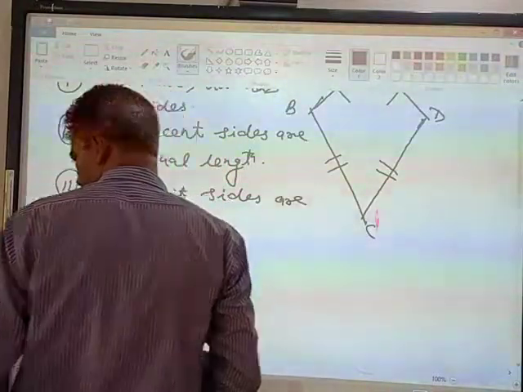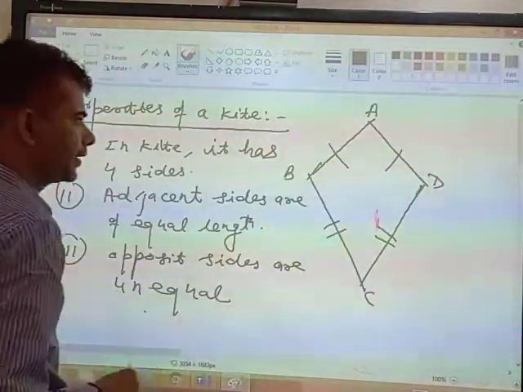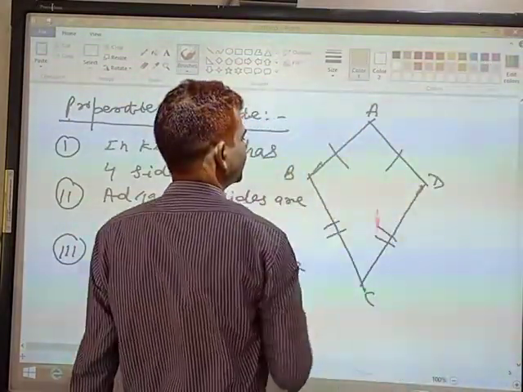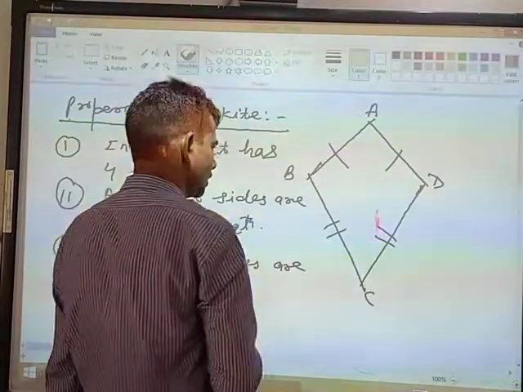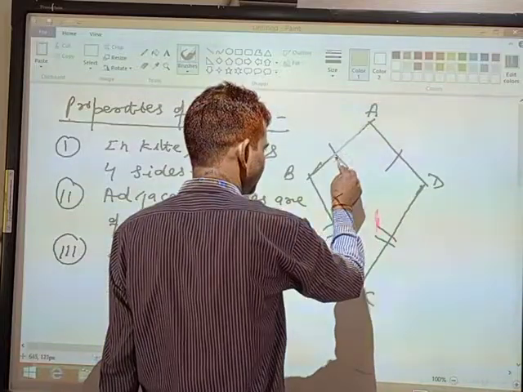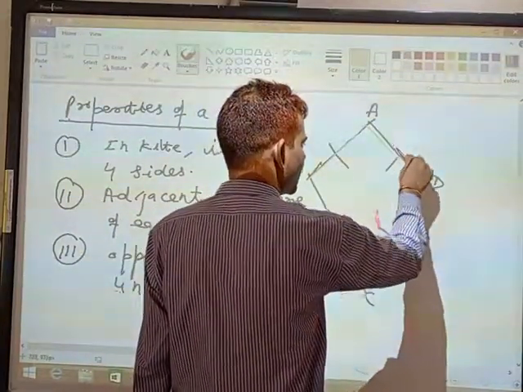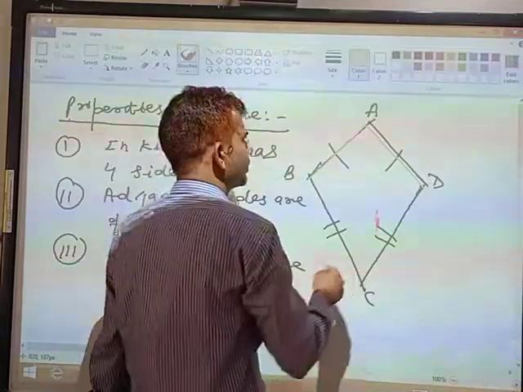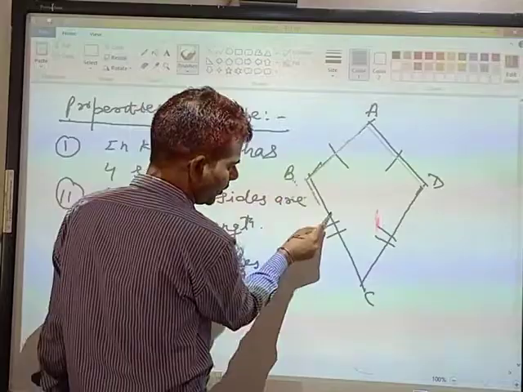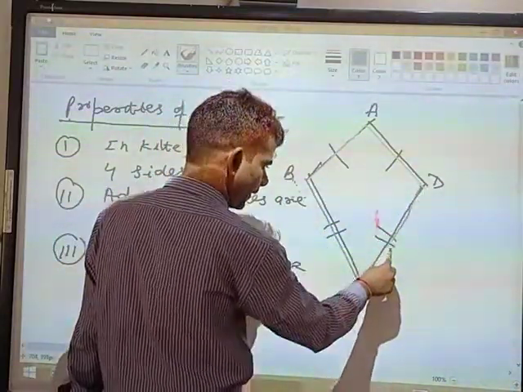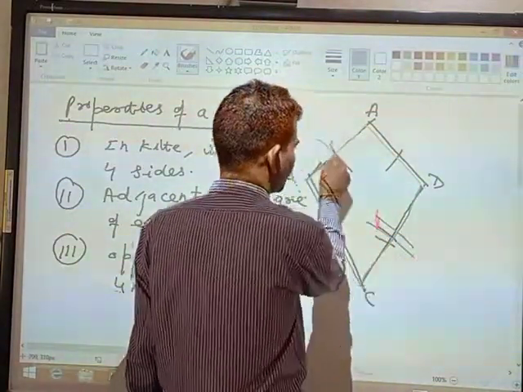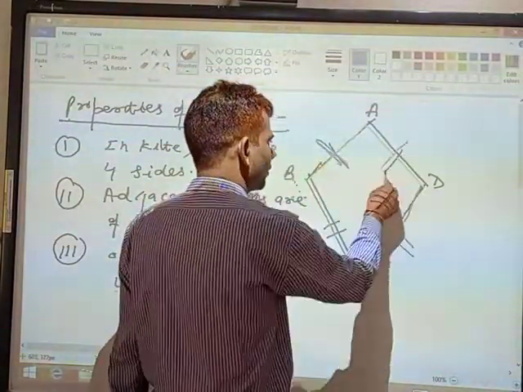Students, this is your kite. Am I audible to you? Yes, sir. These are your adjacent sides. Adjacent sides will be equal. And these are opposite sides. Opposite sides are unequal.